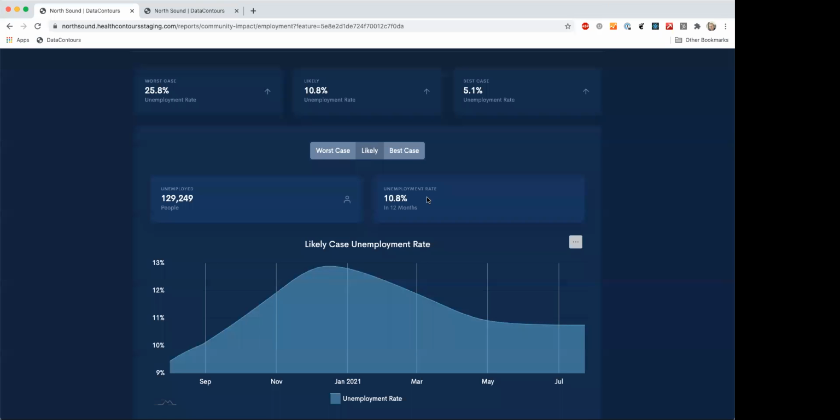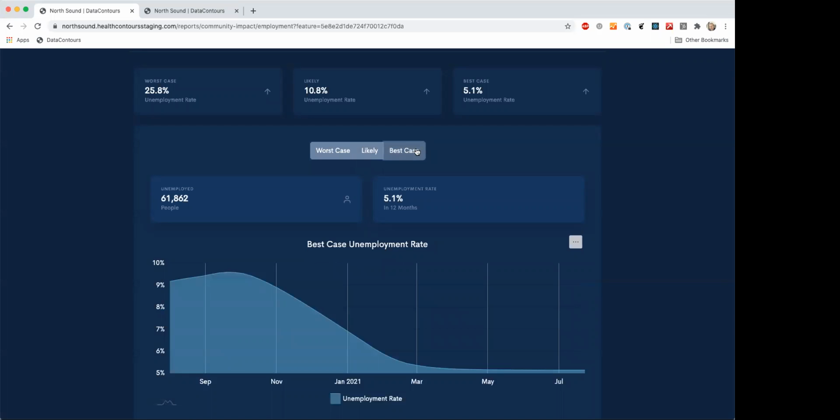So the reality in the North Sound would be about 129,000 people unemployed at 12 months from today. And then the best case scenario would be, this is the worst of it. We are going to see the recovery pick up steam.